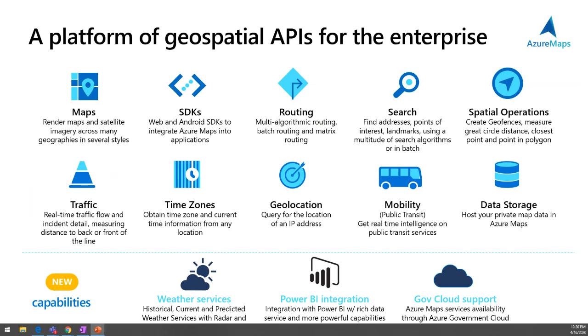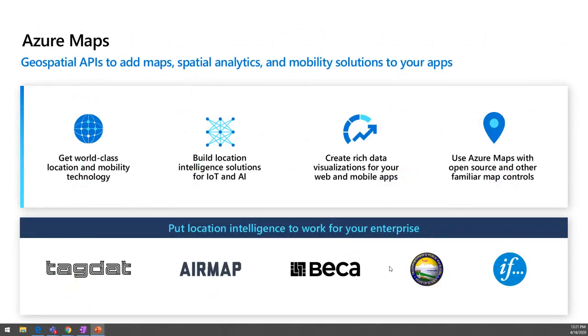We just released weather services, a Power BI integration, and then government cloud support too. So if you have to use the Azure Government Cloud, this is a good thing to know about. And the reason why I like to highlight Azure Maps is because location data is a big part in a lot of IoT solutions. Think of asset tracking. You need to understand where you are, and so Azure Maps can really help with that. And you can use Azure Maps with open source and familiar map controls. So if you're already using open source things, you can use Azure Maps with those open source projects, which is really nice.